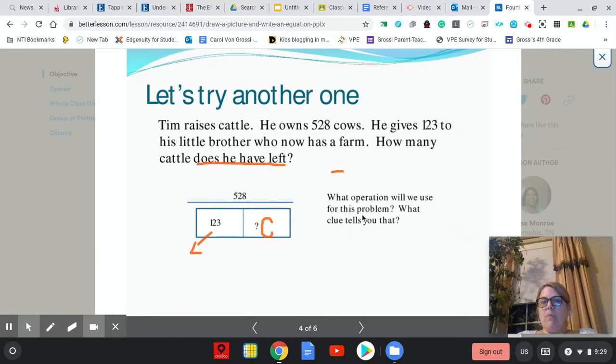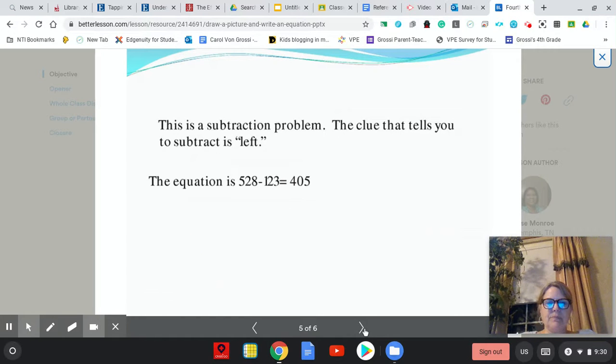So for this problem, we know it's going to be subtraction, and here's the clues. Well, there's a couple of clues, really. He gives away 123, and how much does he have left? Those are two clue words in there. So let's see. This is a subtraction problem. The clue that tells you to subtract is left. How many does he have left?